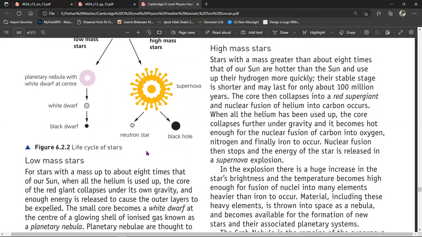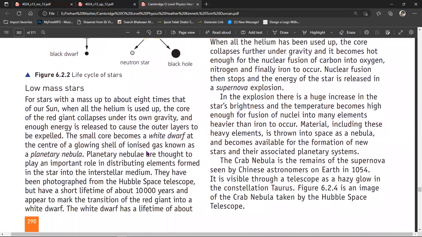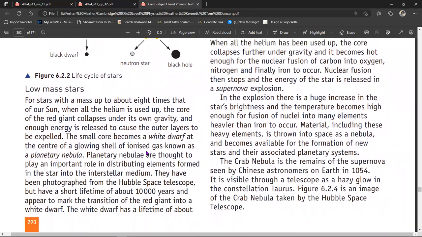Nuclear fusion then stops and the energy of the star is released in a supernova explosion. In the explosion, there is a huge increase in the star's brightness, and the temperature becomes high enough for fusion of nuclei into many elements heavier than iron to occur. Material, including these heavy elements, is thrown into space as a nebula and becomes available for the formation of new stars and their associated planetary systems.